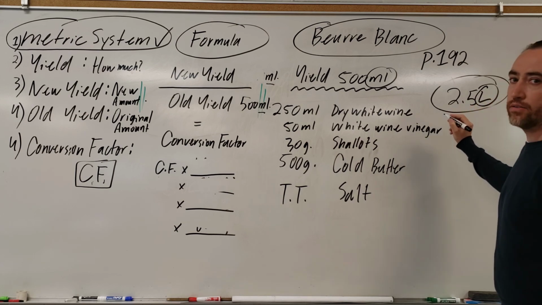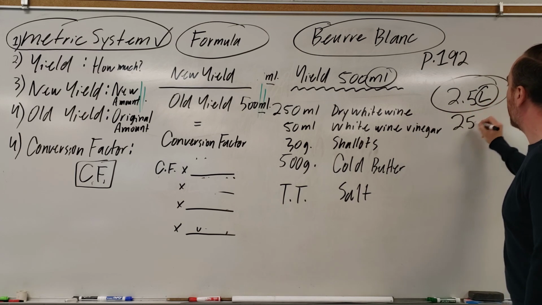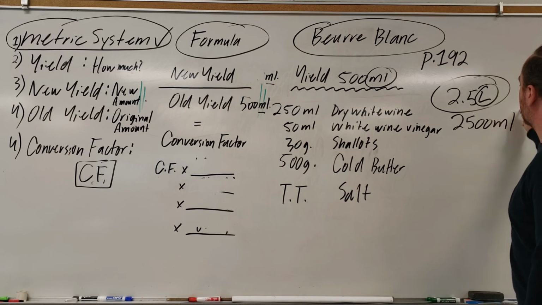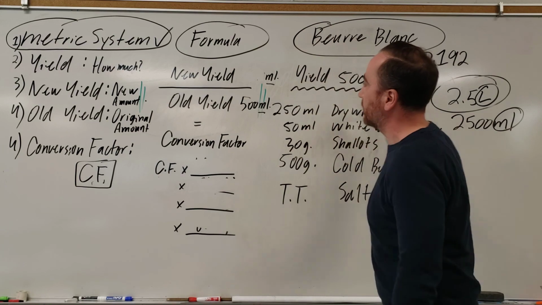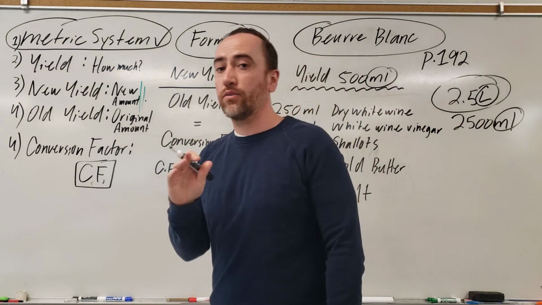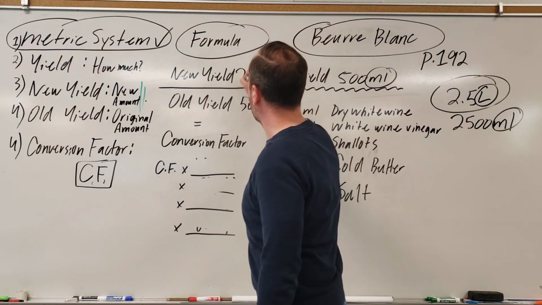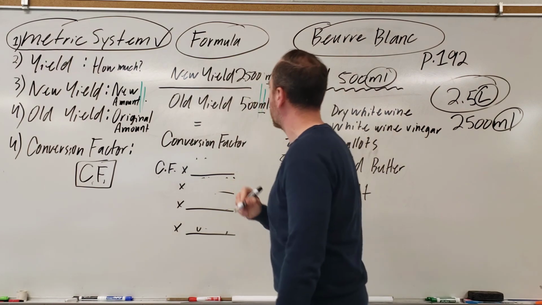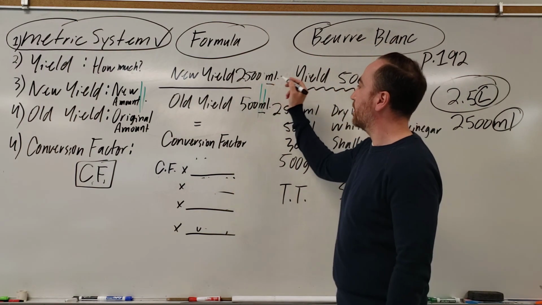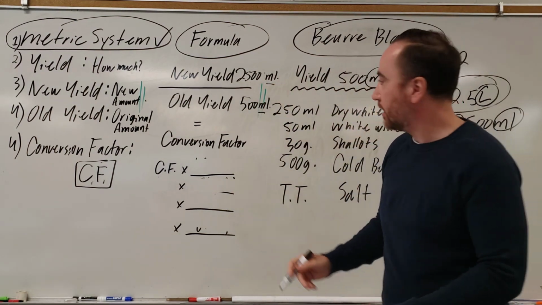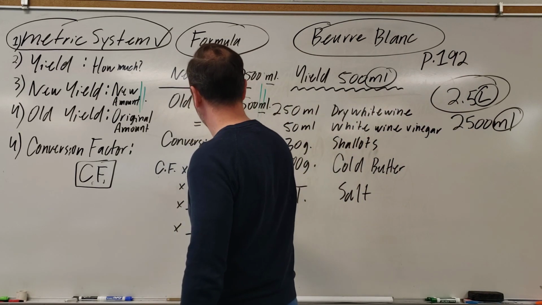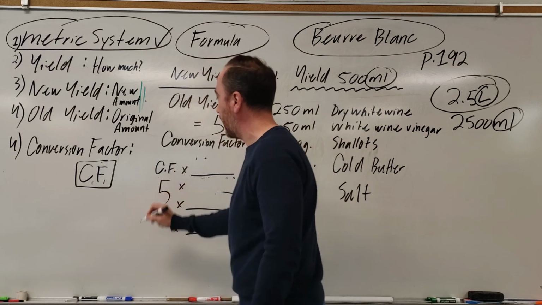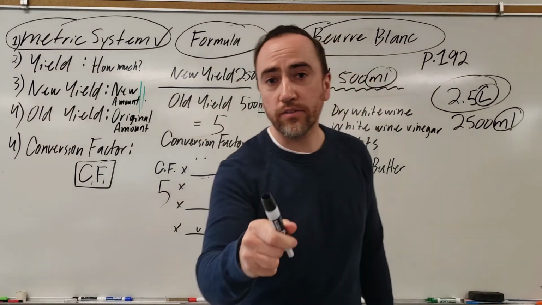2.5 times 1,000 gives you 2,500 milliliters. It's the same amount, but now we have milliliters in one spot and milliliters in another spot, so that's going to work a little better. So I go 2,500, just like that. 2,500 divided by 500 is going to give us 5. So our conversion factor is 5 now, and I want you guys to do that at home.